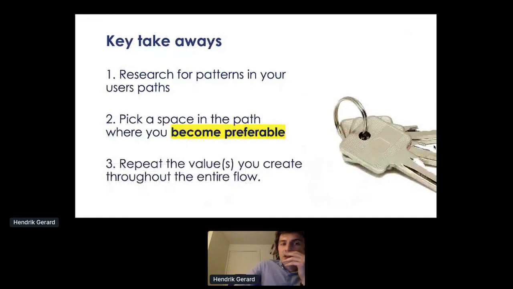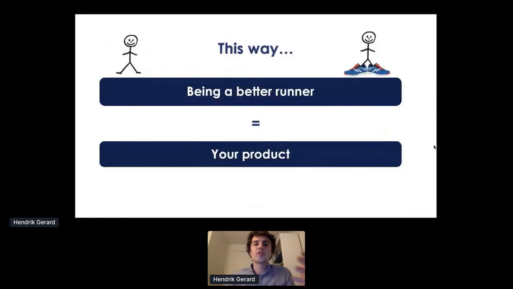So the key takeaways here are that you have to research for patterns in your user paths. You have to see where your product fits in, not just with competitors, but also with other paths of life of the user. Then you have to pick a space where you can become preferable, and then you have to repeat all the value that you create throughout the entire flow. This way, the user will experience buying the product as being a better runner. They won't even remember that they bought the product, because they just got better automatically because they followed your onboarding flow. Thank you very much.